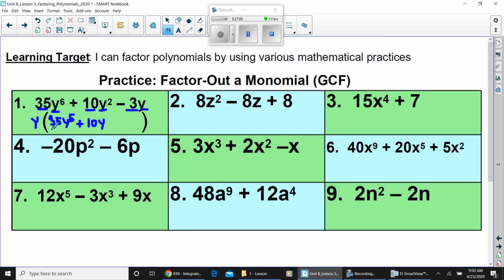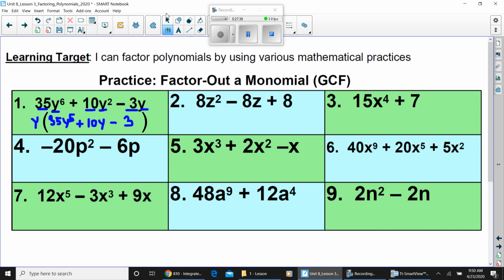If you do it in your head, y times 10y is 10y squared. Y times what equals negative 3y? Well, negative 3. And that's it. You could just do distributive property: y times 35y to the fifth is 35y to the sixth. Y times 10y is 10y squared. Y times negative 3 is negative 3y.